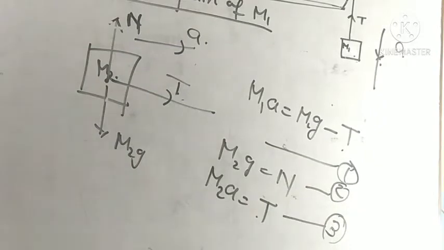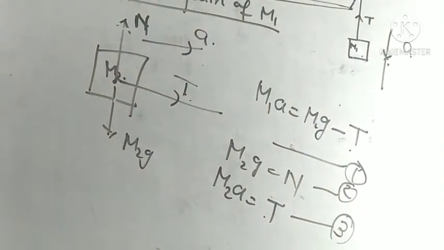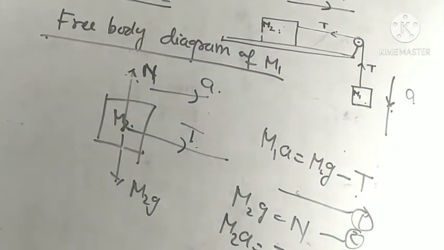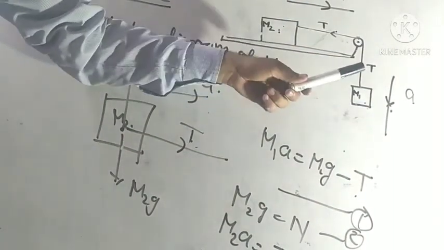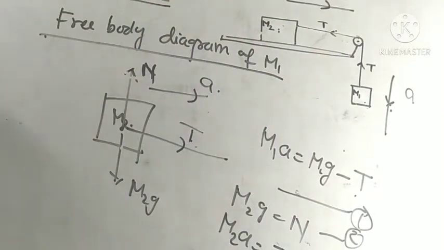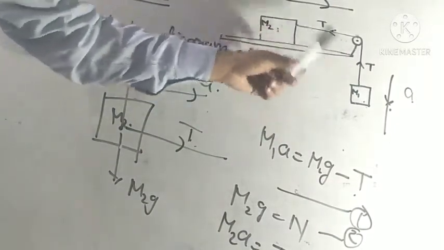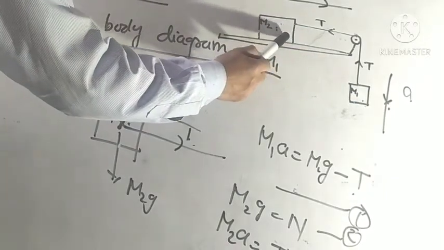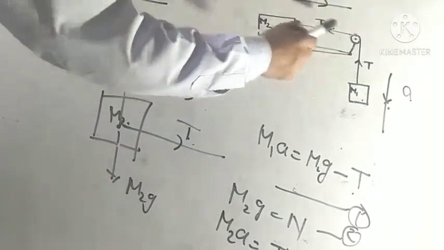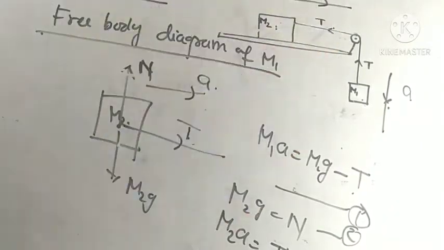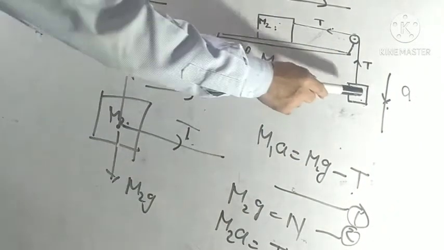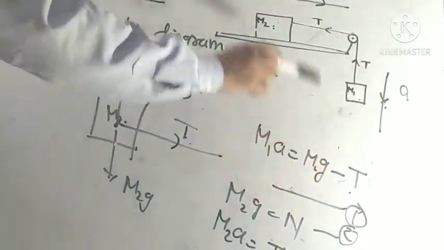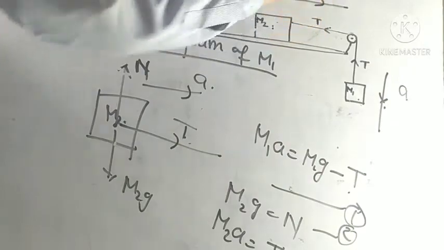Now what we do here: firstly we take a table and we fix a pulley at the edge of a frictionless table, and there are two bodies having mass M1 and M2. This M1 is connected with the second body M2 by this string, and this string passes over this pulley having tension T. Now the first body is heavier than the second body, so this body will move vertically downward and this body will move to the right-hand side with acceleration A.